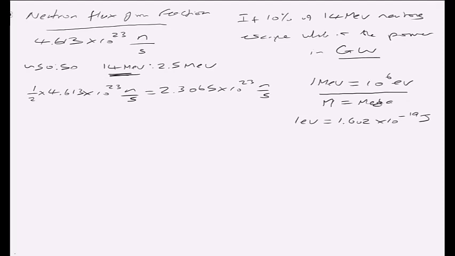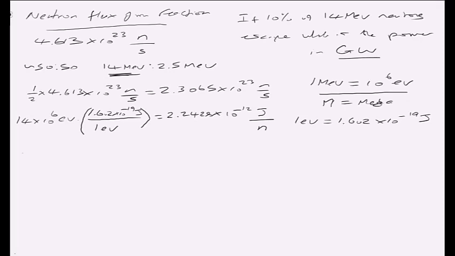So we write this out, and we've got 14 times 10 to the 6 electron volts. We're going to multiply this by a conversion factor: 1 electron volt is 1.602 times 10 to the minus 19 joules, and that gives us 2.2428 times 10 to the minus 12 joules per neutron.